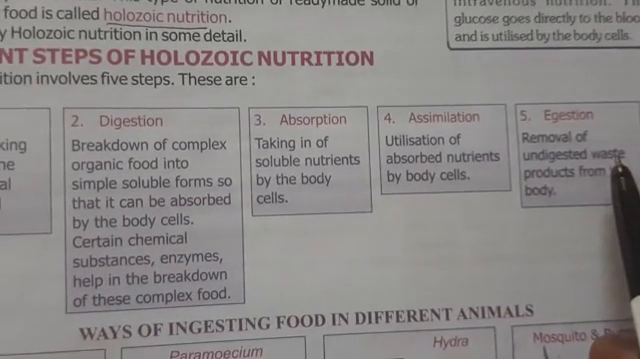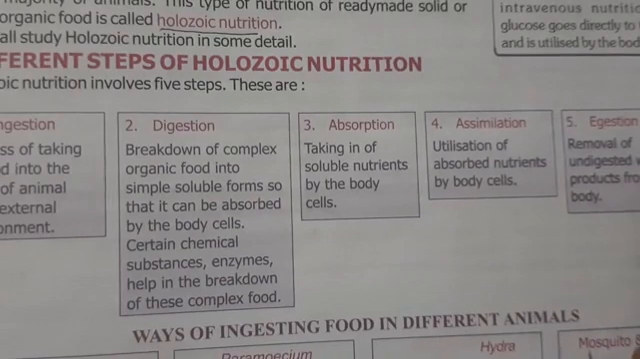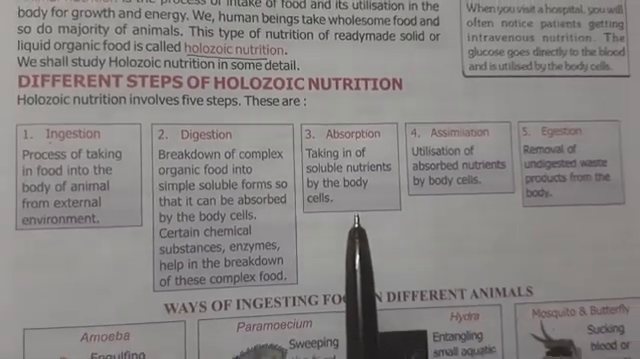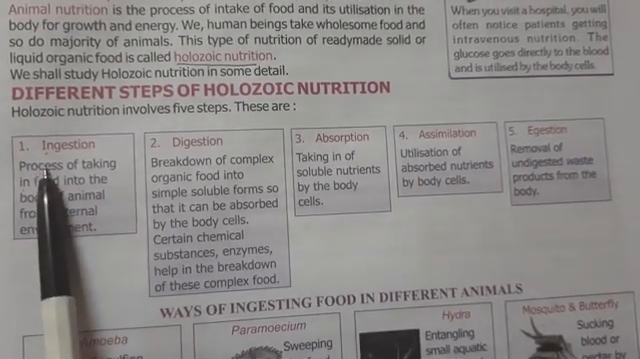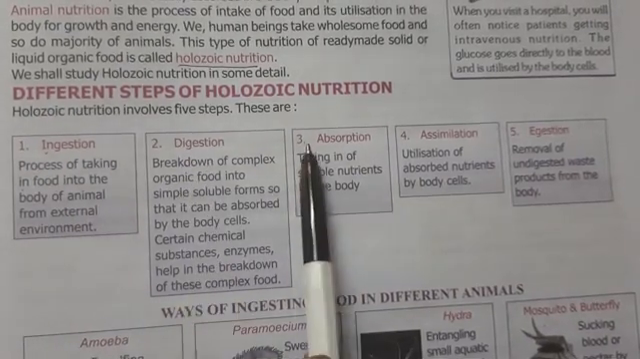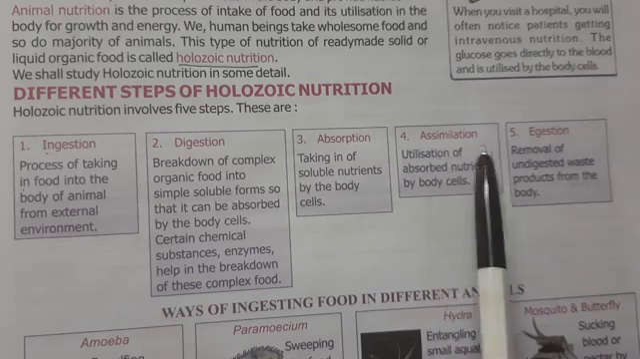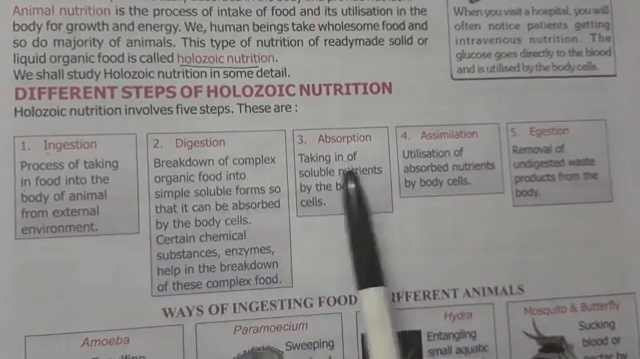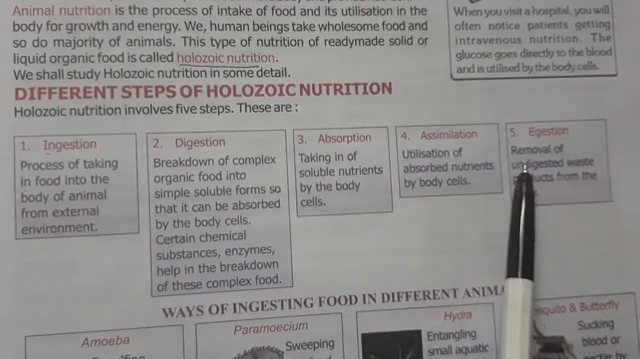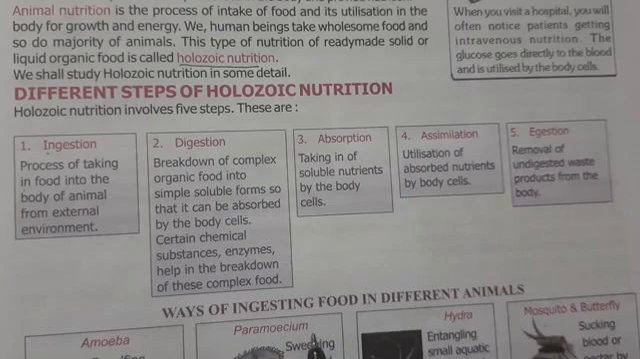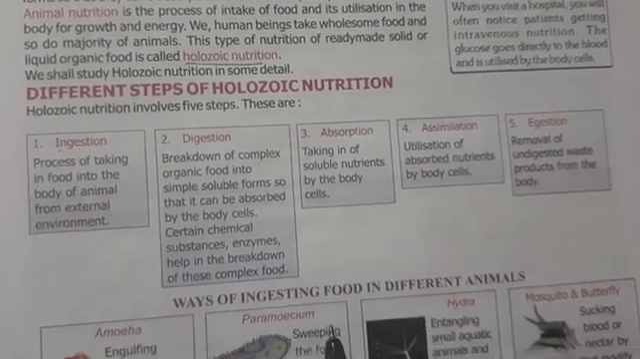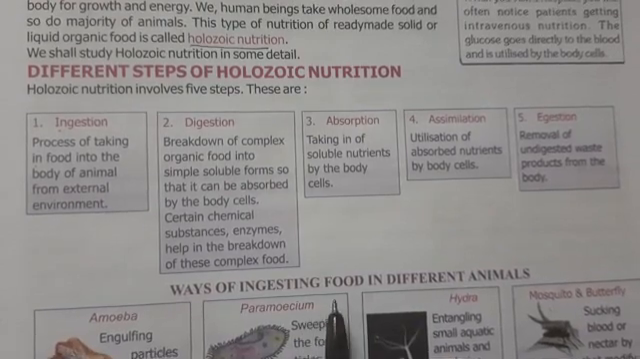Okay, so we have got 5 steps in the process of Holozoic nutrition. And what are they? Ingestion, digestion, absorption, assimilation and egestion. All these 5 steps we will study in detail in this chapter. Clear children? And then there are different ways of ingesting food in different animals. That also we will study in the next class.